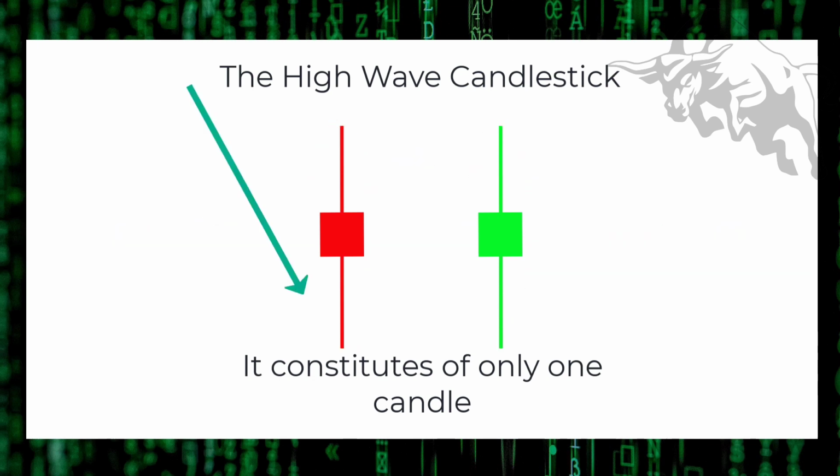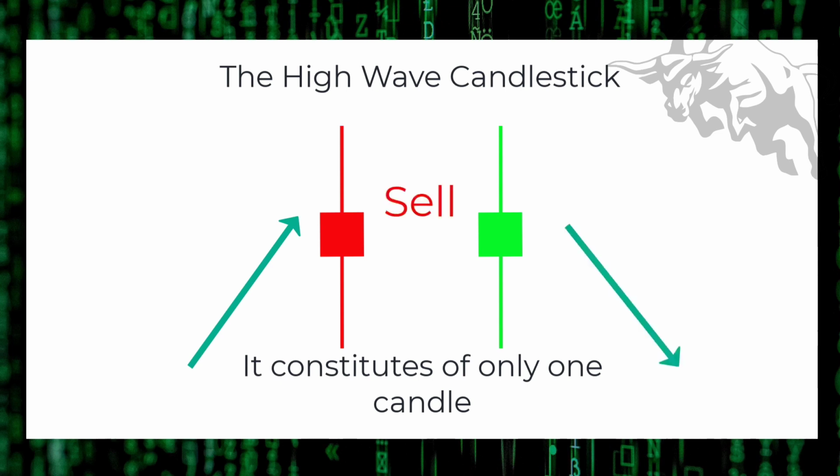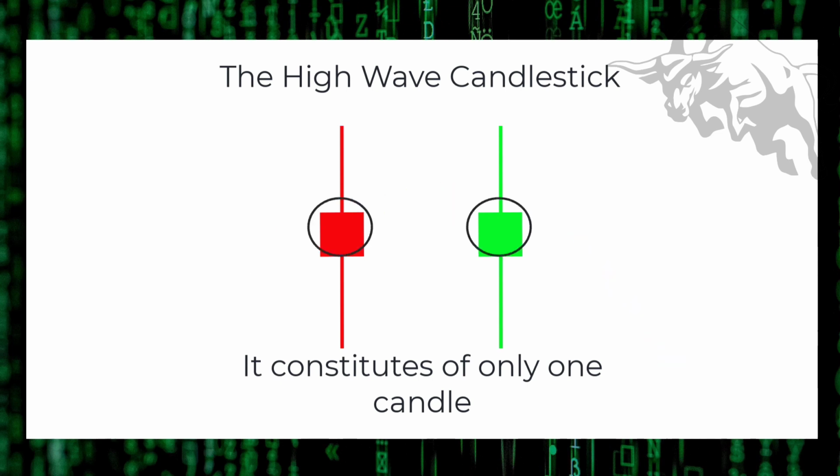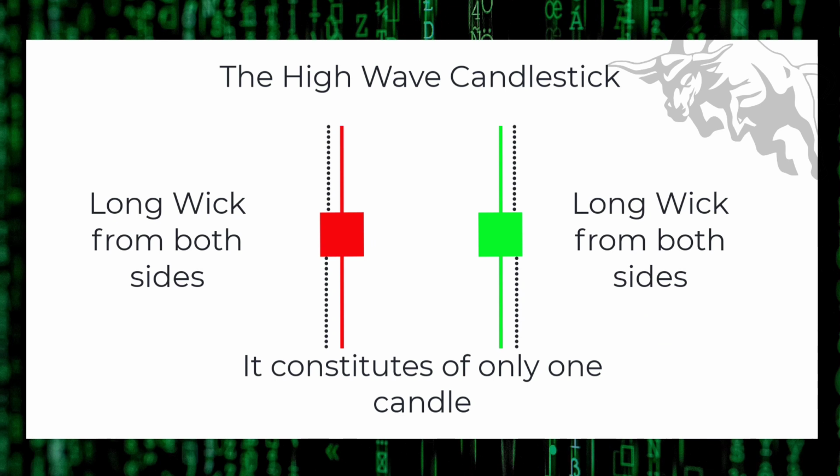If it shows up at the end of a price down move, then it's a buy signal. And if it shows up at the end of a price up move, then it's a sell signal. It has a small body with a long wick from both sides. The more equal in length these two wicks are, the better.